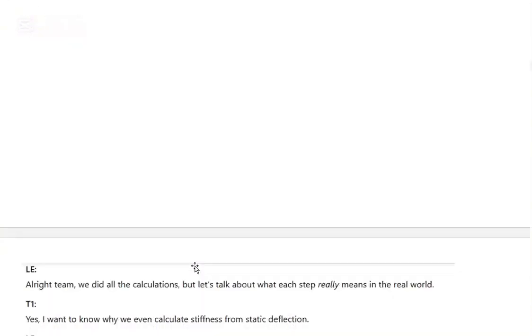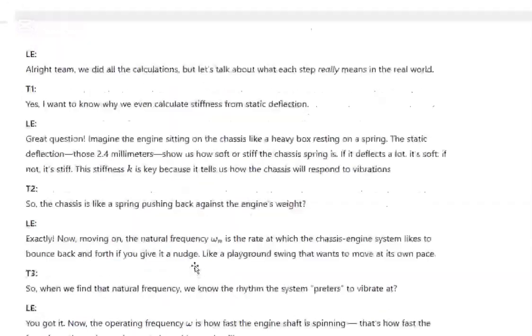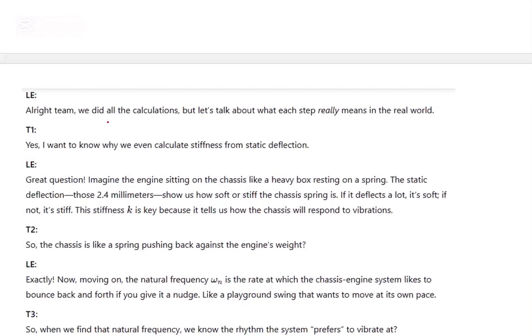Now let's talk a little further. Alright team, we did all the calculations, but let's talk about what each step really means in the real world.